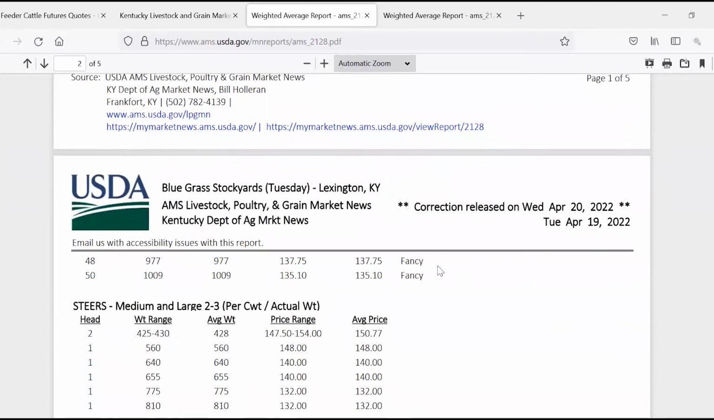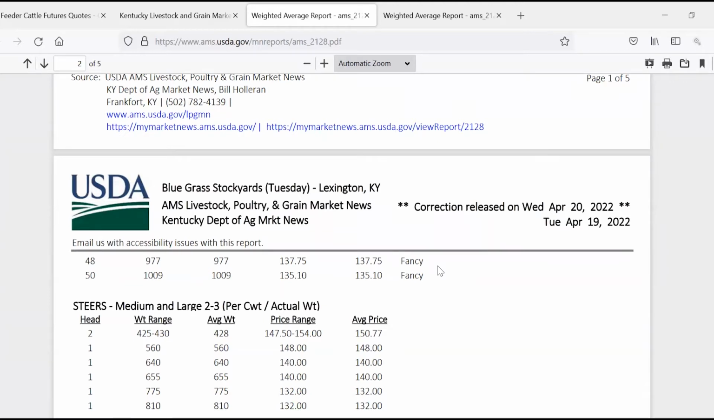If I scroll just a little bit further, there in some of the heavier weight categories, I see another descriptor. Notice you see the word fancy there. Again, that's the market reporter's way of signaling something. What they're saying is, these were good quality cattle. They brought a little bit more maybe than some of the other cattle, and we wanted to pull them out and report them separately. And there's definitely value in that.